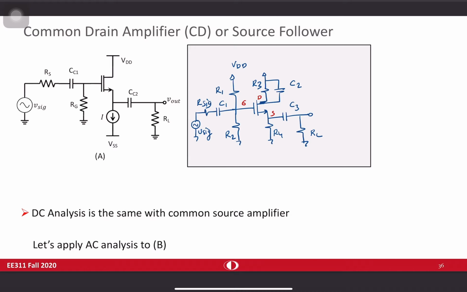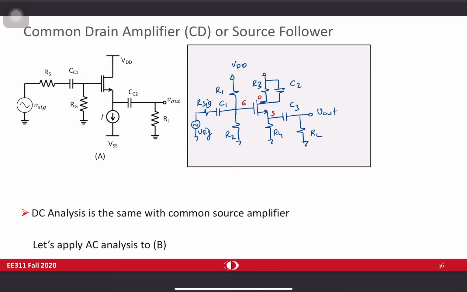And of course, C1, C2, C3 are isolation capacitors. They isolate AC and DC from each other, like in the previous cases. I think you are familiar with it. We will apply the same procedure.